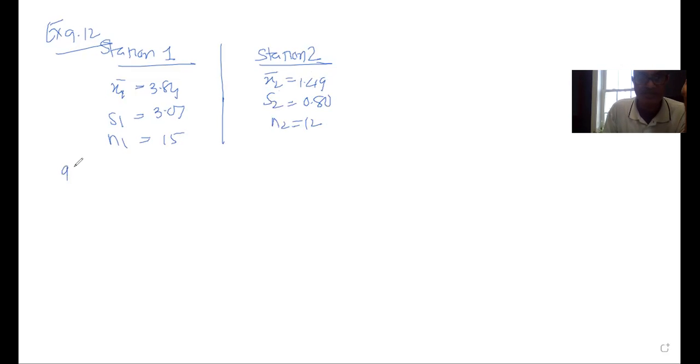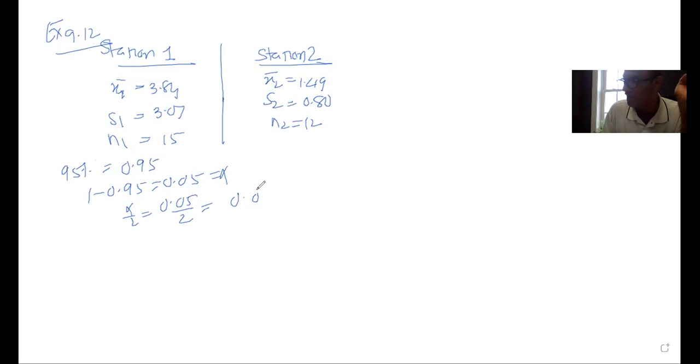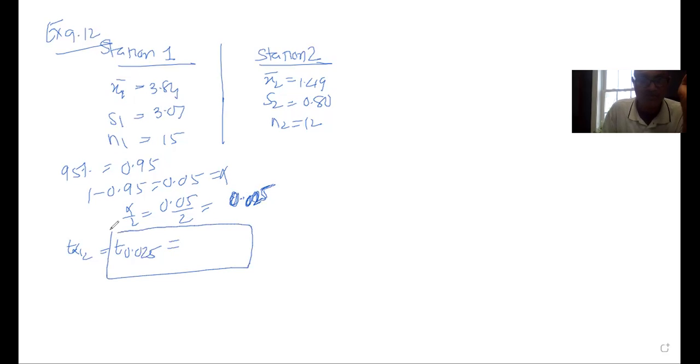The confidence level is 95%, that is equal to 0.95. So 1 minus 0.95 is equal to 0.05. You know this thing, we did this so many times, alpha. So alpha by 2 is equal to 0.05 divided by 2, which is 0.025. Am I right? And we are looking for T alpha by 2, that is equal to T 0.025. And what is my degree of freedom?